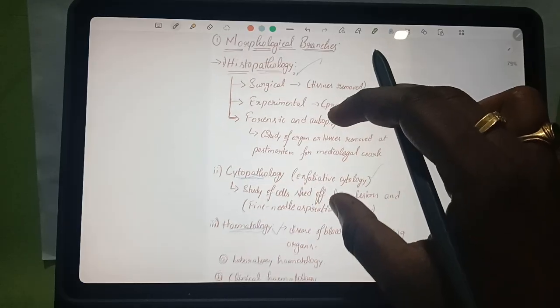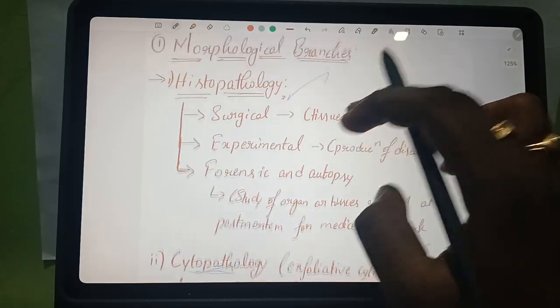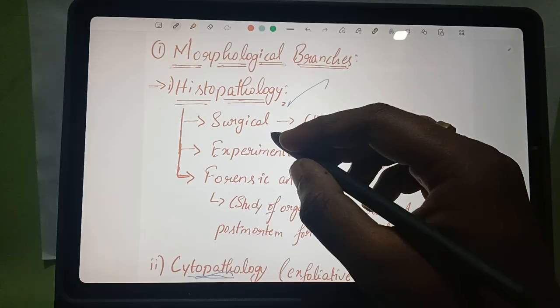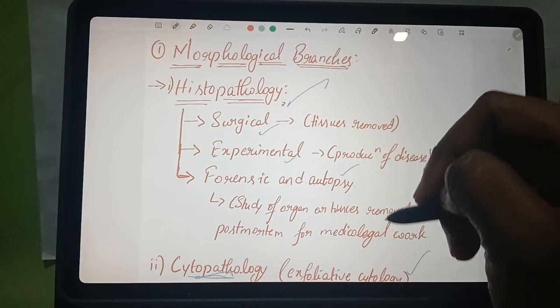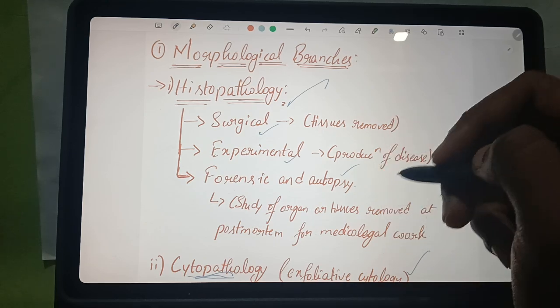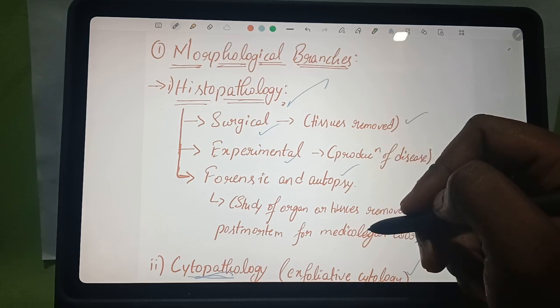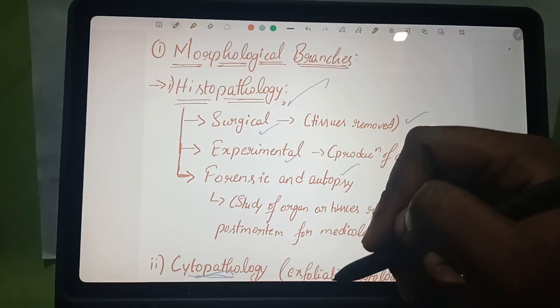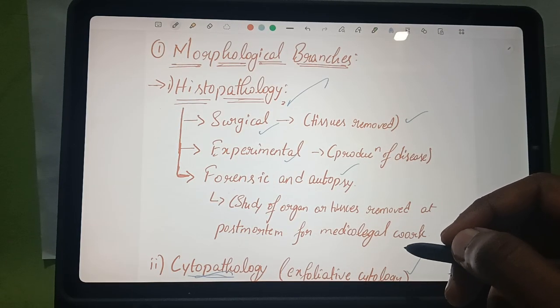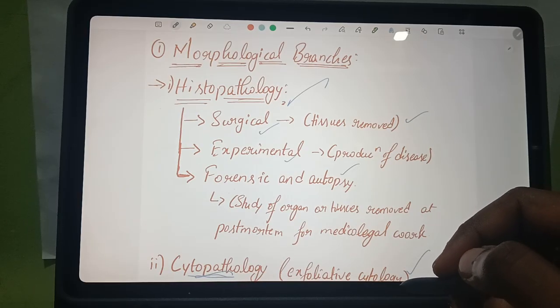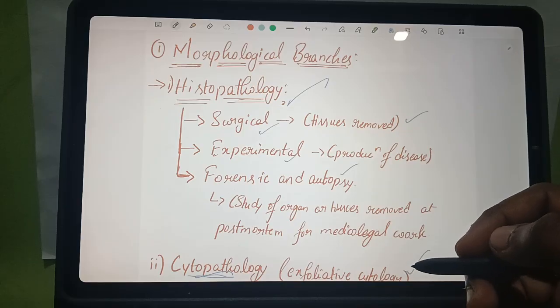Okay, first we go to the histopathology. In histopathology, there are four things: surgical, experimental, forensic, and autopsy. In surgical method, tissues are removed. And in experimental method, production of the diseases. In experimental method, it is morphological changes in the organism after sacrificing the animal.